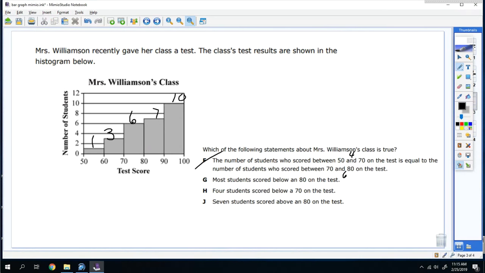Most students scored below an 80 on the test. Well, below an 80 is 10, and above an 80 is 17. That's not true. H, 4 students scored below a 70 on the test. That is true, because 1 plus 3 is 4. And then J says 7 students scored above an 80 on the test. Well, technically 7 students plus another 10 students scored above an 80, so a total of 17. So that was false. That was trying to trick you. Okay, last one.